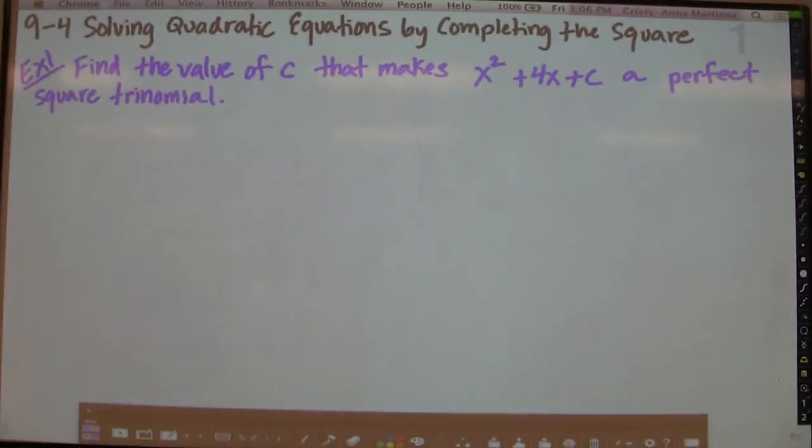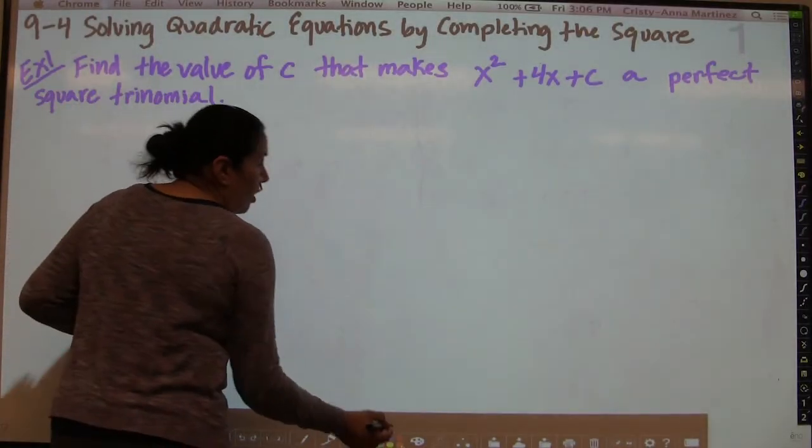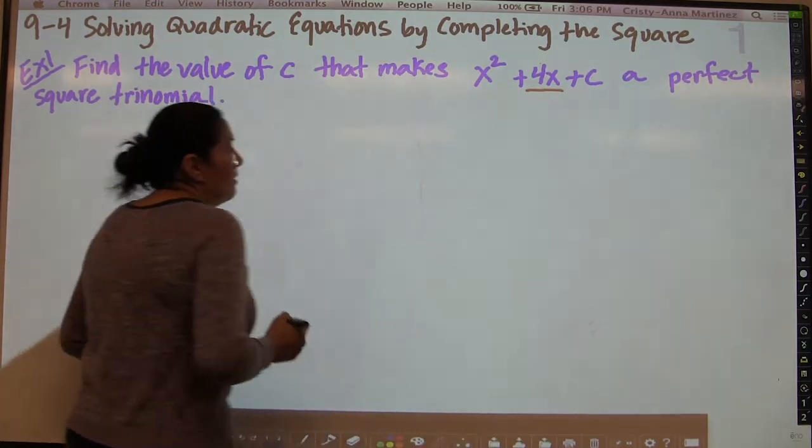And so in example 1, we're trying to see what value of c would make this a perfect square trinomial. Now when you complete the square, there is a method to how you do this, and the way that you do that is you want to hone in on the middle term. The middle term is a big deal.